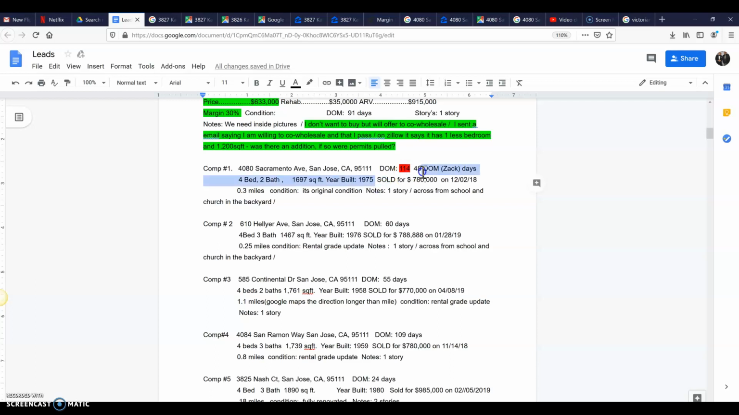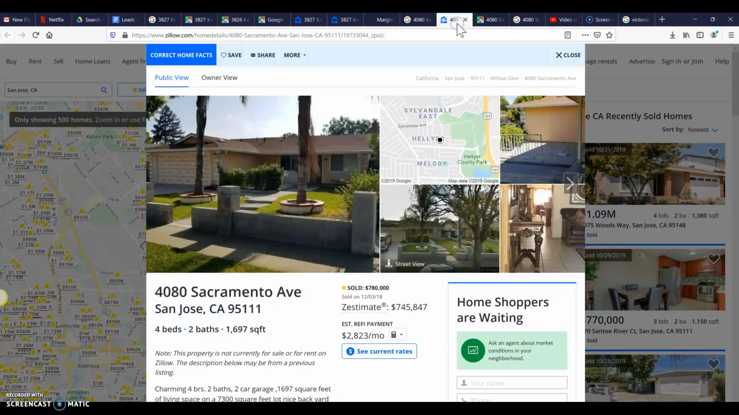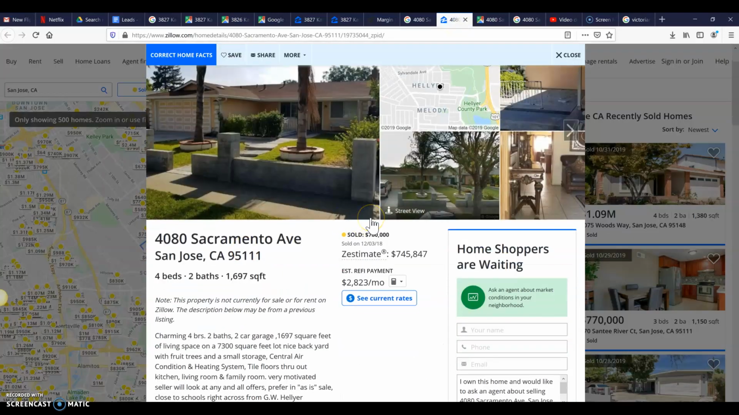Okay, so sold, you always want to have the amount it was sold for and the date it was sold. So we're going to go back to 4080 Sacramento. And the good thing on Zillow, this is why I really like Zillow, it's going to tell you how much it sold for right there. This is the yellow dot, sold for. And it's going to tell you when it was sold on. Again, this stuff isn't 100% accurate, but it's about 98% accurate.